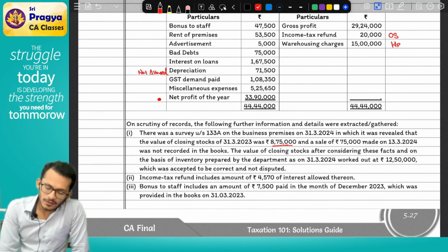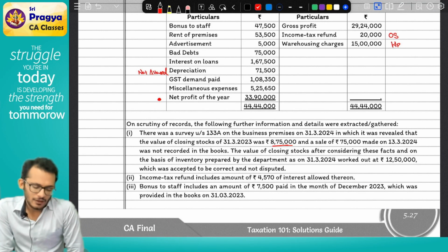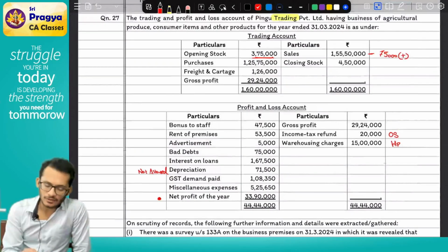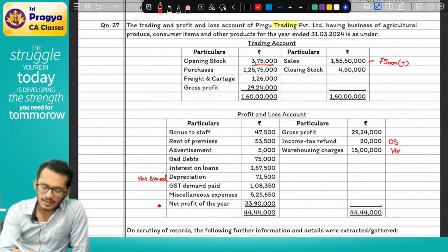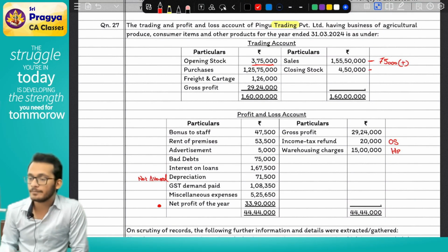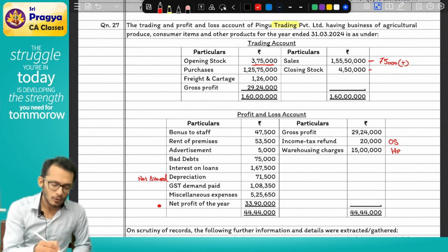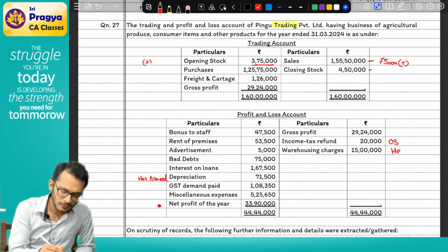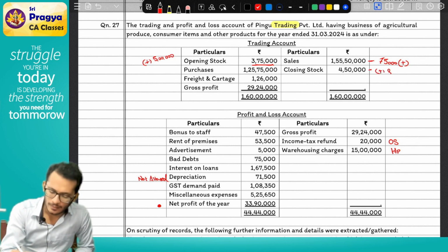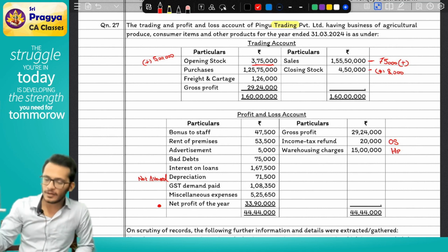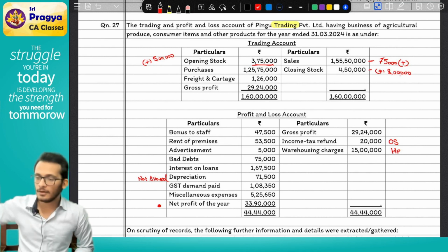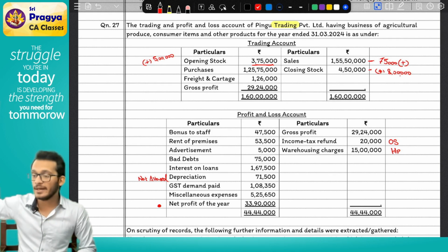They are saying the value of the closing stock after considering this fact, and on the basis of the inventory prepared by the department, worked out to be 12,50,000. So opening stock was short by 5 lakhs. Closing stock should actually be 12,50,000, but it is 4,50,000, which means closing stock also should be increased by 8 lakhs. Opening stock you are going to increase by 5 lakhs, closing stock by 8 lakhs, which means profit will increase by 8 lakhs but come down by 5 lakhs. Net profit will increase by 3 lakhs.